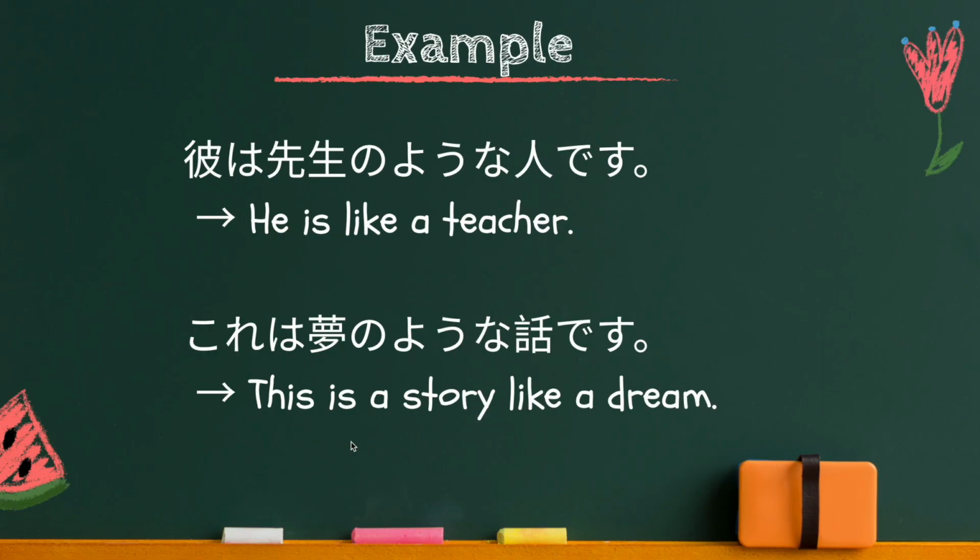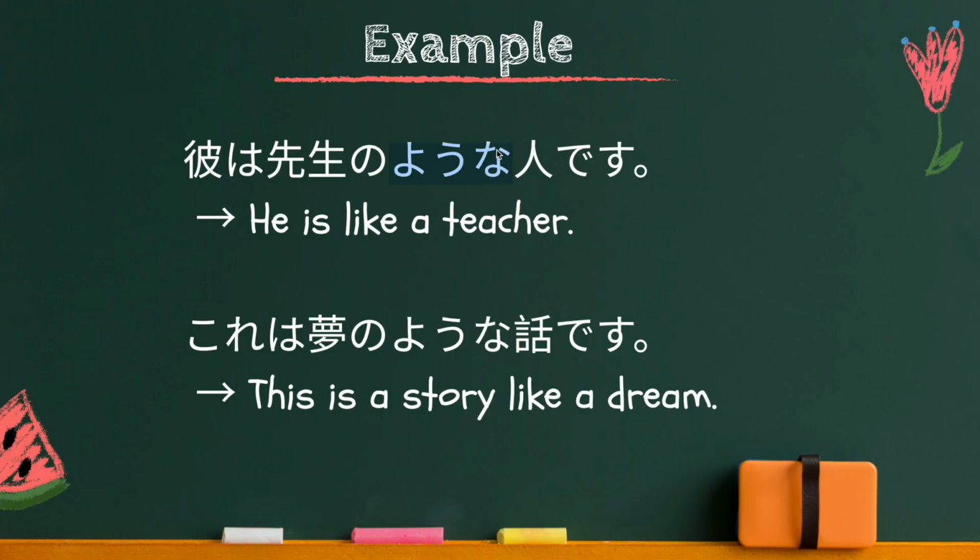For example, he is like a teacher is this. 彼は先生のような人です。Noun のような and another noun. So this part describes this noun. This part modifies a noun, so it functions like an adjective.